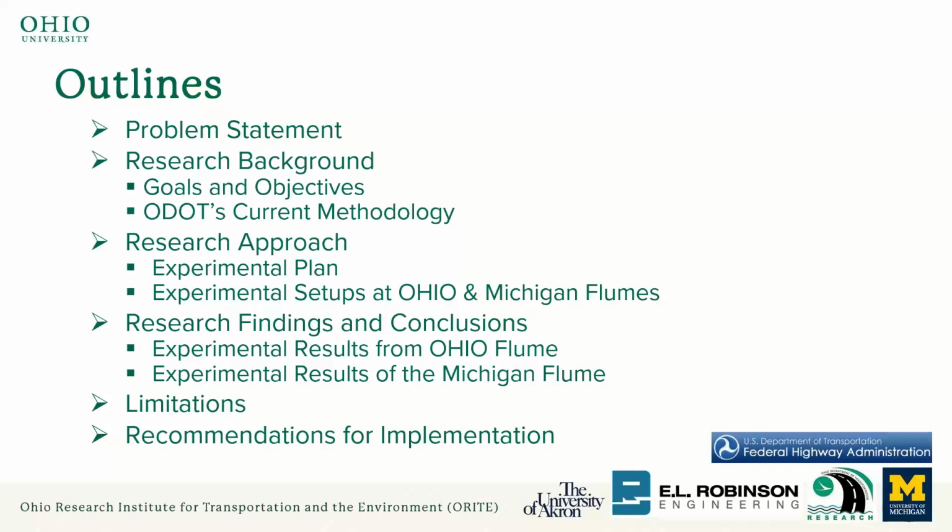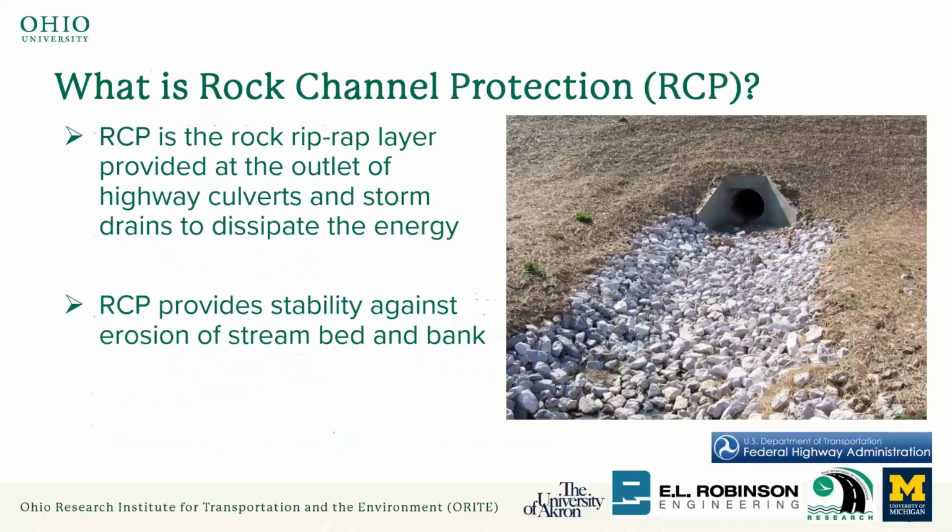So I'll start with the problem statement, and then the research background, and then our approach, and then what we have found, some limitations of this project, and some recommendations that we discovered. So rock channel protection is basically riprap, which is placed at the outlet of culverts to dissipate energy. RCP, so-called rock channel protection, provides stability against erosion of the stream and bank.